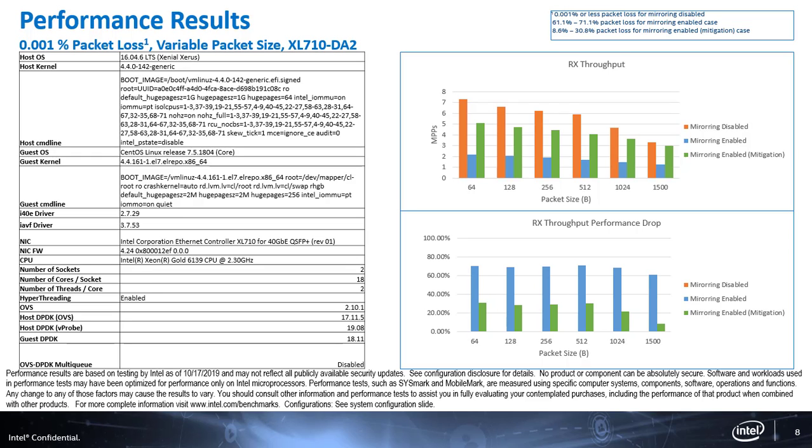For the bottom right figure, as before, we observe a 70% performance reduction with mirroring enabled in the default case, and only about a 30% performance reduction with mirroring enabled with mitigation.